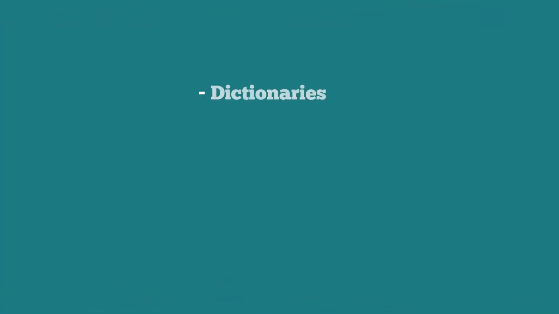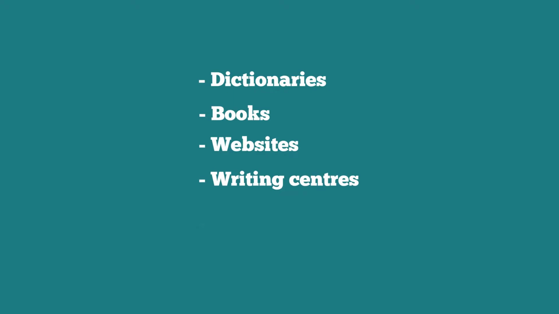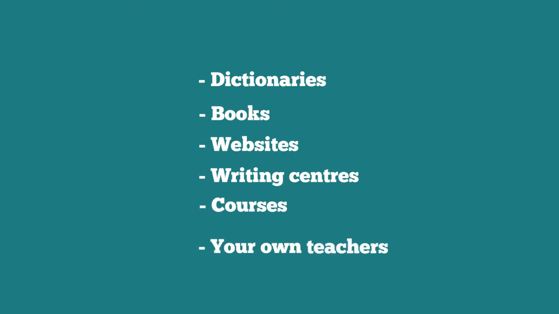Just as with general language, there is a wide range of specialized language resources offering different types of help. Dictionaries, books, websites, writing centers, courses, your own teachers. Although each area has its own specific resources, they are often useful or even directly applicable to related areas too. For instance, certain terminology may be shareable across a range of disciplines. Referencing and citing requirements are often the same for all the sciences, all the social sciences, all the humanities, and so on. So let's take a closer look at one of our examples.